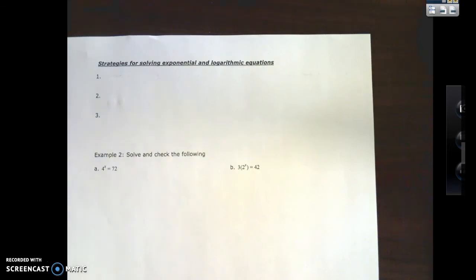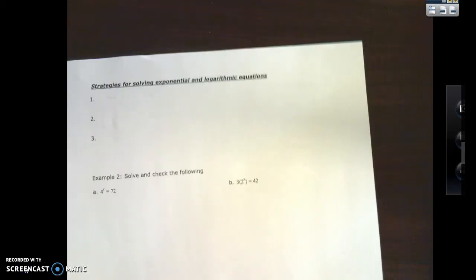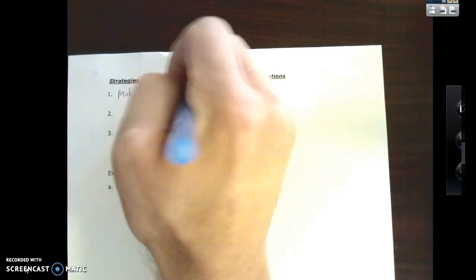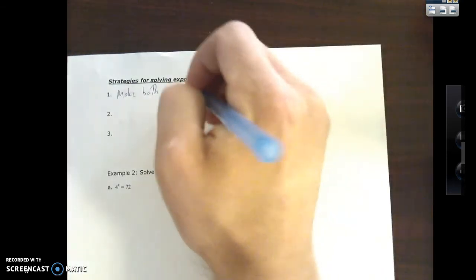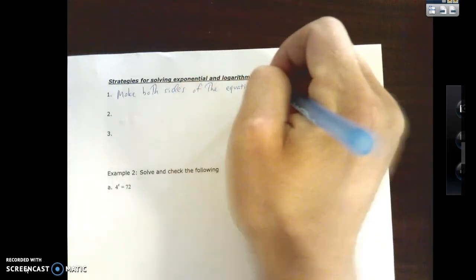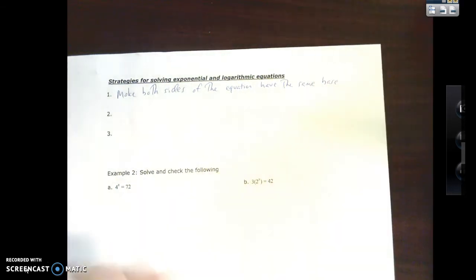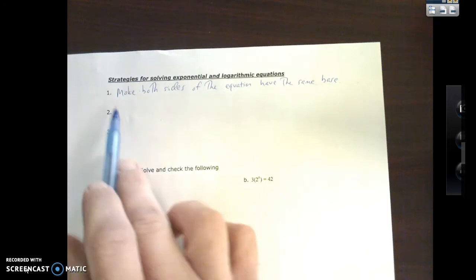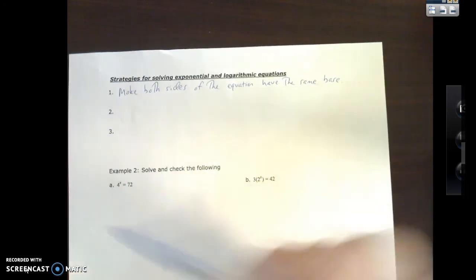Okay, so we have some strategies for solving exponential and logarithmic equations. If you guys follow these 3 steps, normally you're in really good shape. Step number 1. Make both sides of the equation have the same base. That's how we did the first one. We had 2 and 32. We wanted to write with the same base. This one is kind of hard to pull off. If it does work, it ends up being the easiest problem.